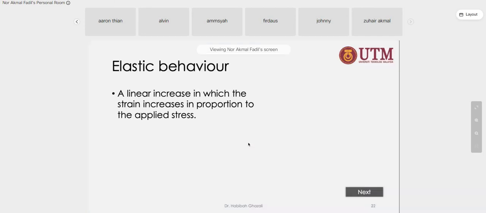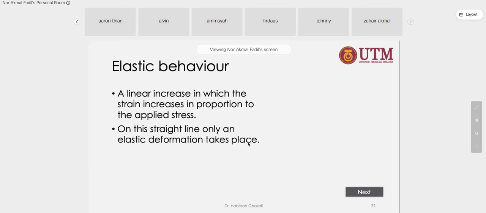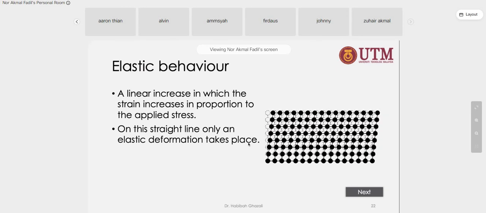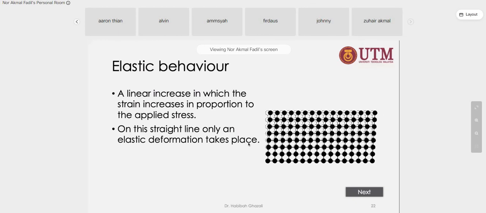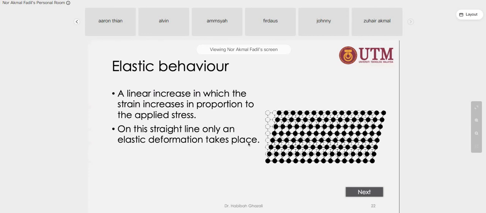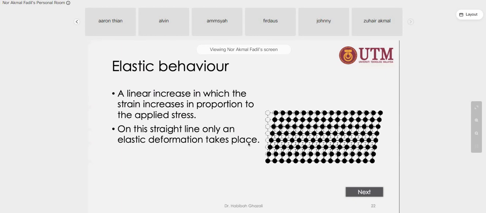A linear increase in which the strain increases in proportion to the applied stress, so it is elastic. If we look at the curve, what happens is that if we give a load and then remove the load, it will reverse back to the original atomic position. For this kind of behavior, you don't have to worry about permanent plastic deformation. The metal will deform, but if you release the load, it will go back to the original position. So your metal will not fail at this load.